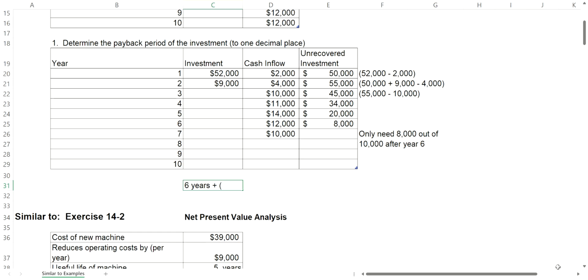plus from year seven, I need 8,000 out of the 10,000 from year seven. So take 8,000 divided by 10,000 first. That gives you 0.8. So the payback period would be 6.8 years.